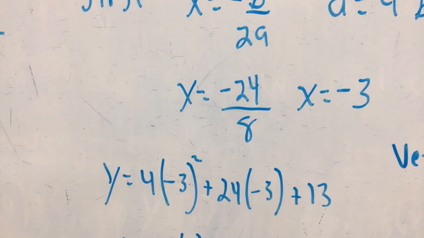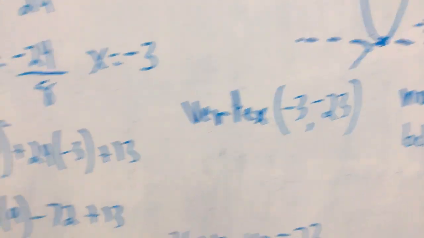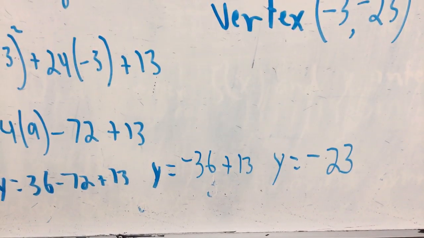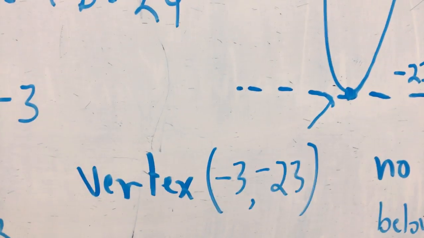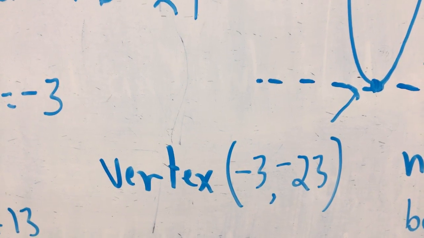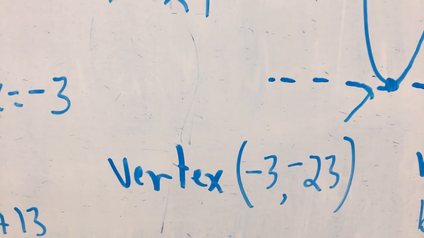Now, let's find the y value. Put negative 3 in for x. There's your vertex. If you put negative 3 in for x, you will find that the y is equal to negative 23. And now that you know the vertex is negative 3, negative 23, negative 23 is the smallest y value this function will ever take on.